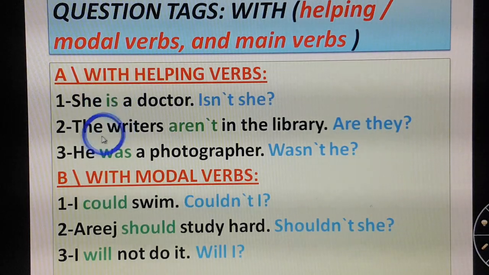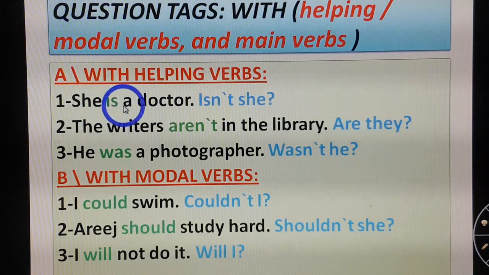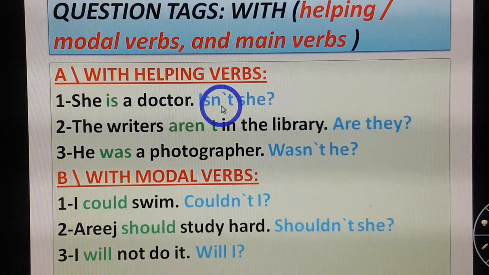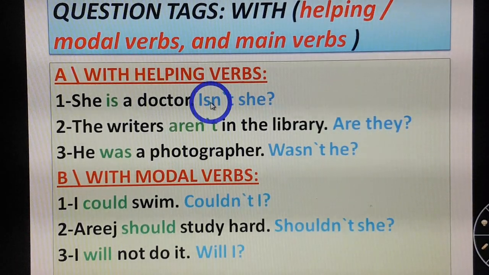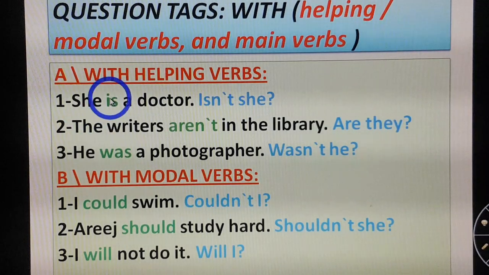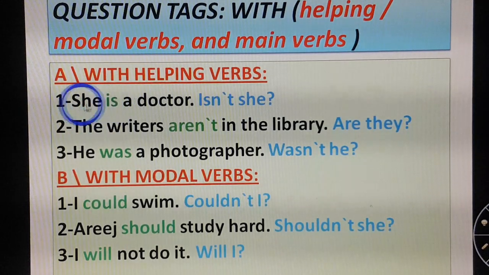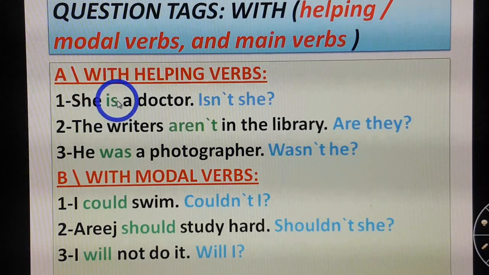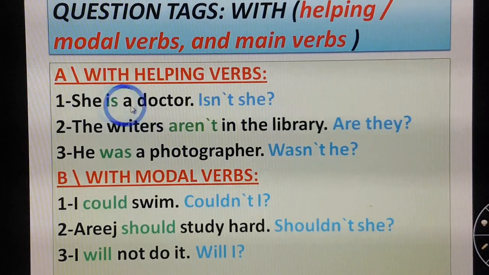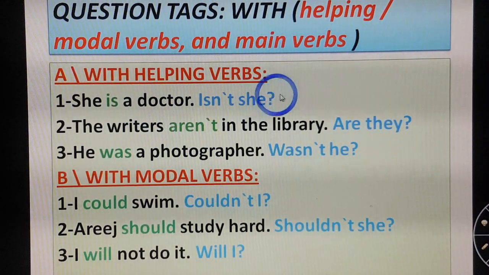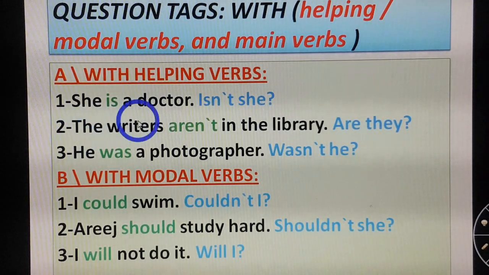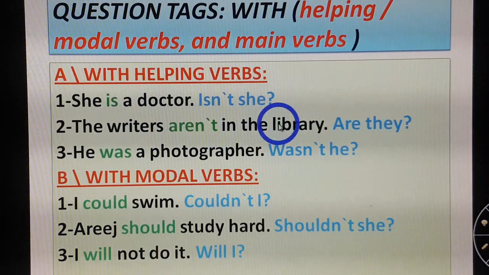إحنا الآن نتعامل مع الجمل اللي يكون فيها helping verbs. She is a doctor. طيب I want to make a question tag: isn't she? لاحظ نفس الطريقة تماما سوينا scissors process عملية المقص، جبنا الإز في الأول والشي في الثاني، والإز خليناها negative. ليش؟ لأن الجملة عندي هنا positive، فبما أن الجملة positive نخلي الـ question tag negative. She's a doctor، هي طبيبة، isn't she؟ أليس كذلك؟ Okay, look at number two: The writers aren't in the library.